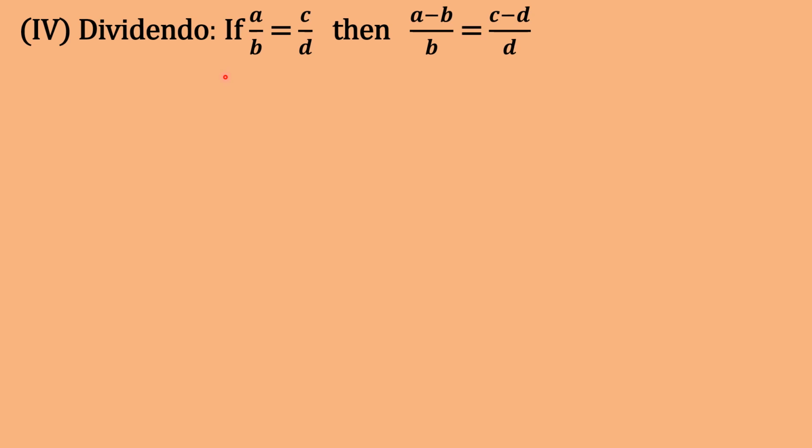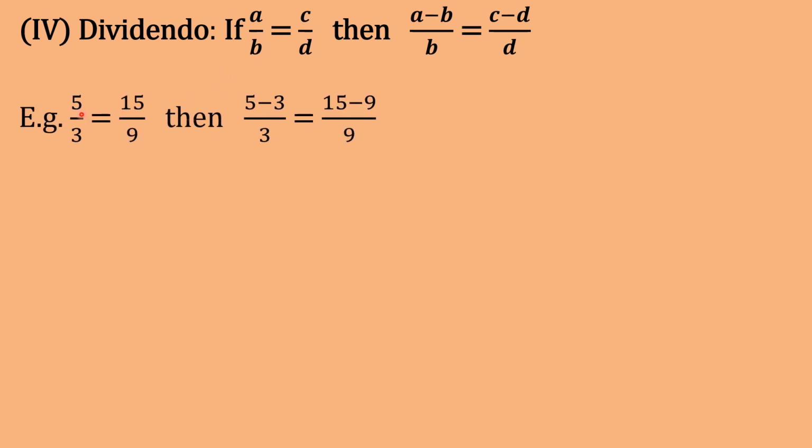So in an example, let's see whether it follows. I've taken the same ratios so that we don't get confused. 5 upon 3 equal to 15 upon 9. Then what is dividendo? The denominator gets subtracted from the numerator. So 5 minus 3 upon 3 equal to 15 minus 9 upon 9. So what will 5 minus 3 become? That is 2 upon 3 equal to 15 minus 9, students, 6 upon 9.